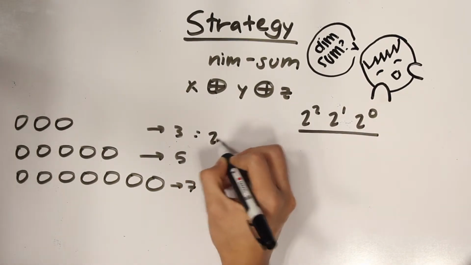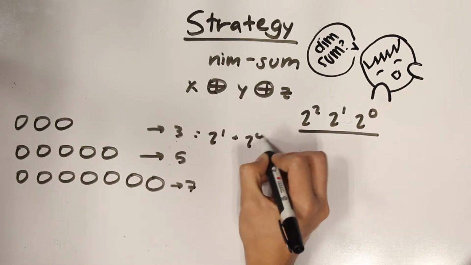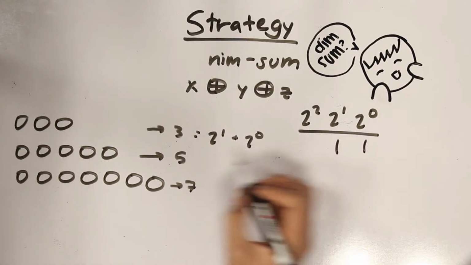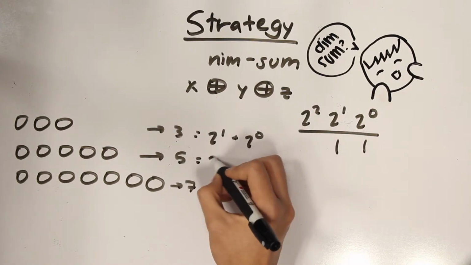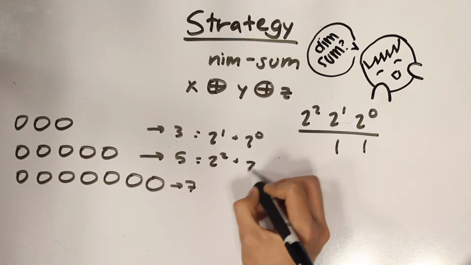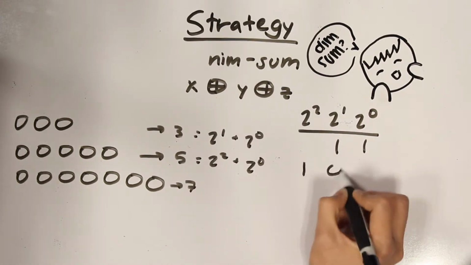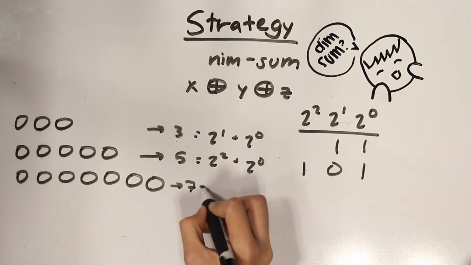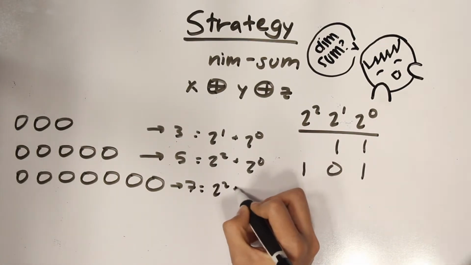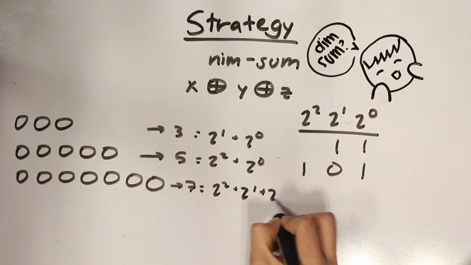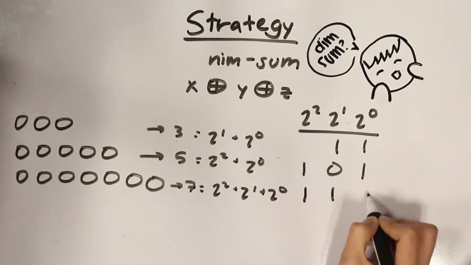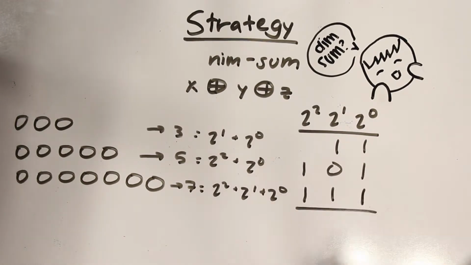For example, 3 is the sum of 2 to the first and 2 to the 0, so we put a 1 in both the 2 to the first place and 2 to the 0th place. 5 is the sum of 2 squared and 2 to the 0, so we put a 1 in each of these places, filling in the missing space with a 0. 7 is the sum of 2 squared, 2 to the first, and 2 to the 0, so we put a 1 in all of those places.